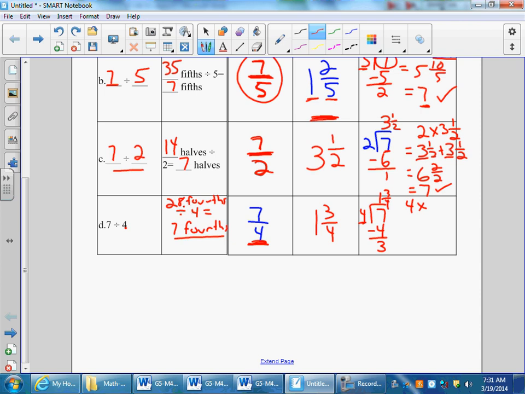My check would be 4 times 1 and 3 fourths. So that's 1 and 3 fourths plus 1 and 3 fourths plus 1 and 3 fourths plus 1 and 3 fourths. My whole number is 4. I have 3 fourths plus 3 fourths is 6 fourths, plus 3 fourths is 9 fourths, plus 3 fourths is 12 fourths. 12 fourths is 3 wholes. Add it to the 4 wholes, and I get 7. It checks.